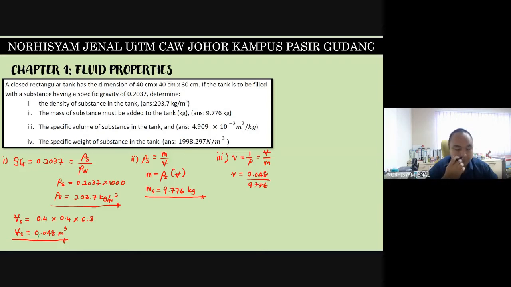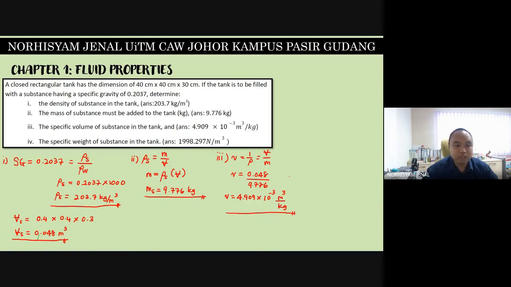Okay, so it should be 4.909 times 10 to the power of negative 3. So it should be in meter cube per kg.